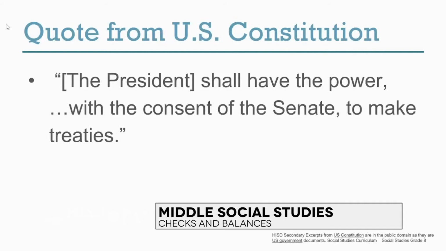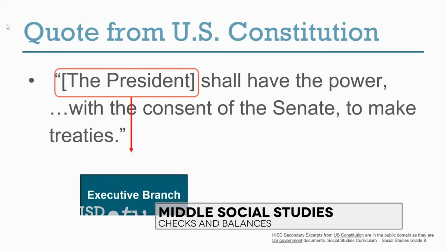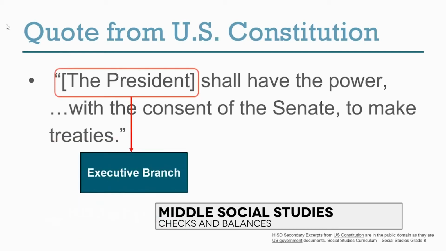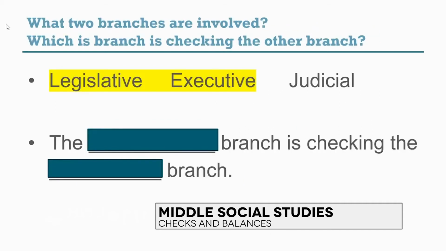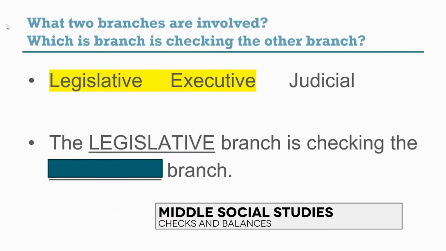Now we have another. The president shall have the power, with the consent of the Senate, to make treaties. In this case, we have the president, and that is part of the executive branch. And then we have the Senate, and that is a part of the legislative branch. Again, we have our two branches, executive and legislative. So who's checking who? With the advice and consent of the Senate, the legislative branch is checking the executive branch.